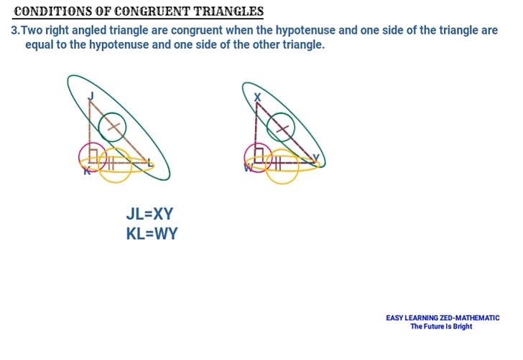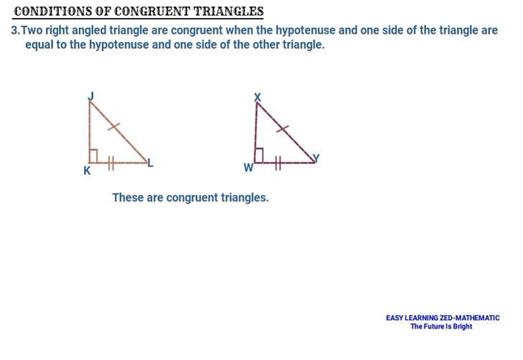So they are congruent because the hypotenuses are equal, and the two sides which are picked are also equal. Okay, so we can say these are congruent triangles because the length of their hypotenuse is the same, as well as the length of one side of these triangles. Okay, so let's go to the fourth condition.